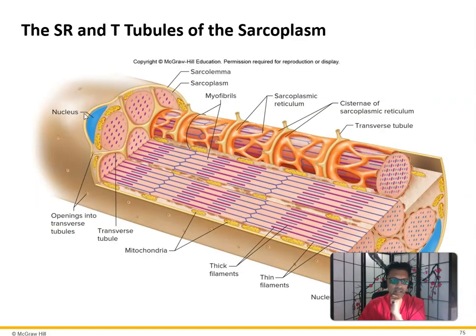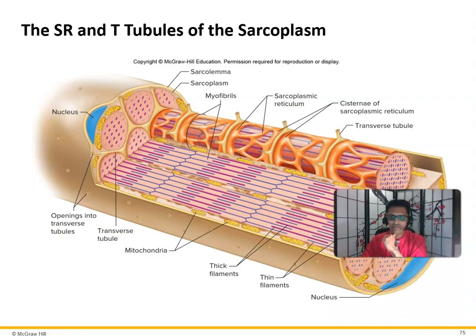Okay, so here's the sarcoplasmic reticulum right here. And then you have these T-tubules, which are right here. Okay, and this will release calcium once we get initiation from the brain.